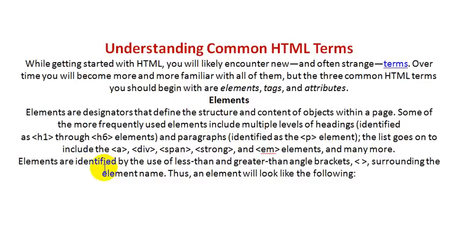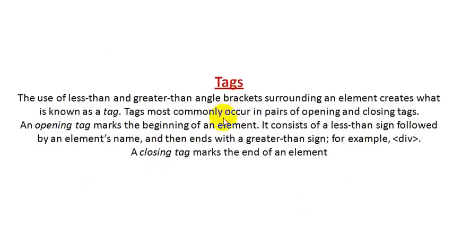Elements are identified by the use of less than and greater than angle brackets surrounding the element's name. Then those elements will look like the following. Next, tags. The use of less than and greater than angle brackets surrounding an element is known as a tag. Tags most commonly occur as a pair of opening and closing tags.